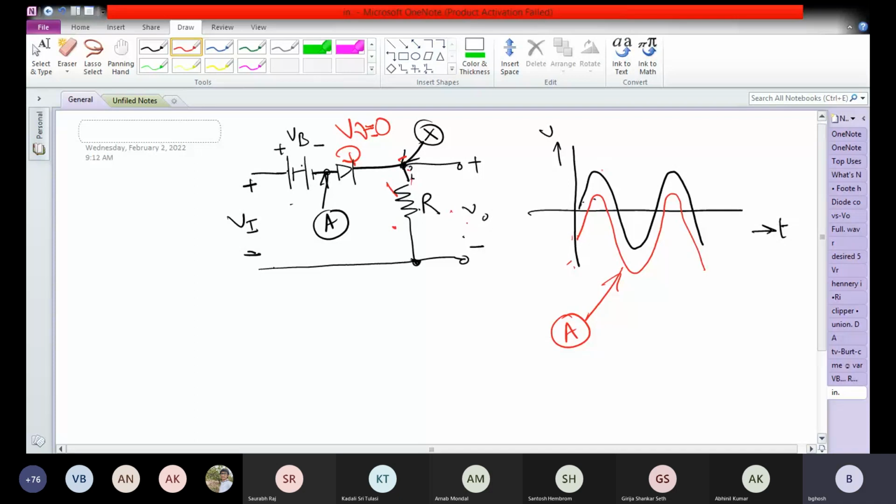And when the voltage at point A becomes lesser than 0, the diode D does not conduct. And if the diode D does not conduct, there is no current in the circuit. Again, there is no drop across R, and therefore VR becomes equal to 0. If VR becomes equal to 0, the voltage at point X becomes the same as ground, which is 0. This is my ground.